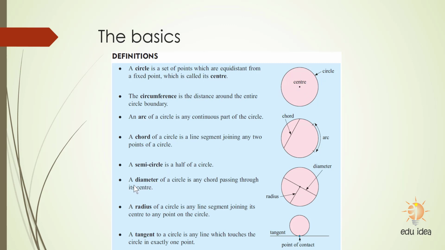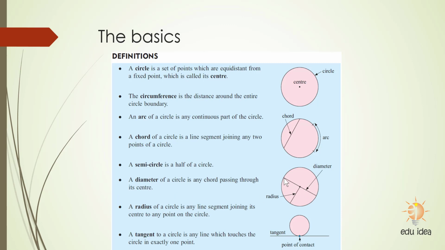Okay, the next one is a diameter. A diameter of a circle is any chord passing through the center. So if you have a chord, for example, like this one, this line is a chord. You have one point here and one point here, and then you drag a straight line from those two points, and you get a chord. Specifically, if the chord is passing through the center point, we call it a diameter.